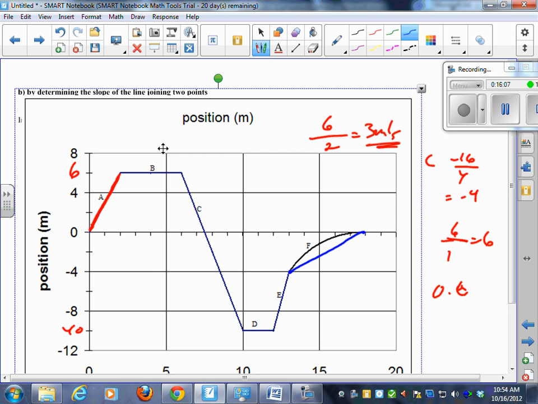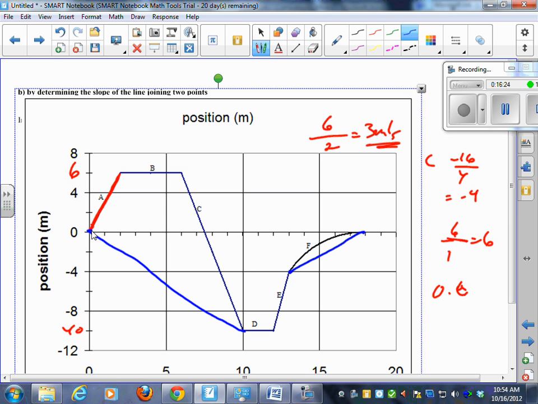I'll do it in blue. It would just be the slope of that line, right? That would be the average velocity for A, B, and C. That's good. And last one, D, a horizontal line indicates 0 slope and therefore 0 velocity. That is, the object is stationary.